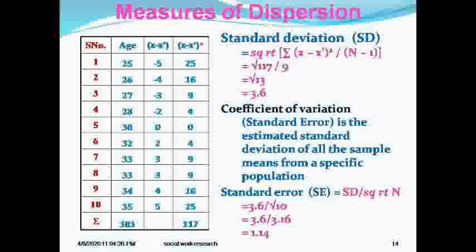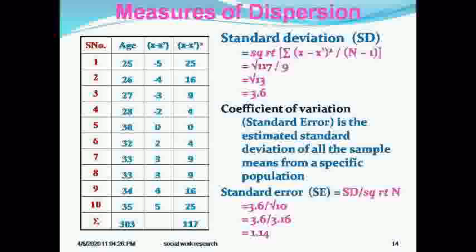Now in the previous example, we have found that the lowest age is 25 and the highest value is 35. The range is 10. Range means the difference between the lowest and the highest value. We can say there are 10 observations with an average of 30 and ranging between 25 to 35.